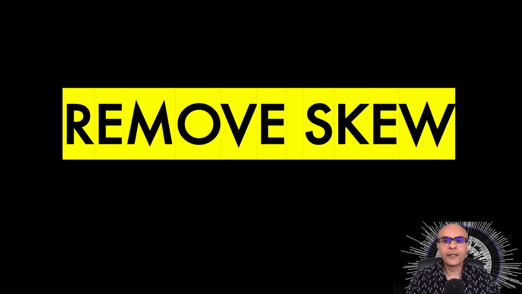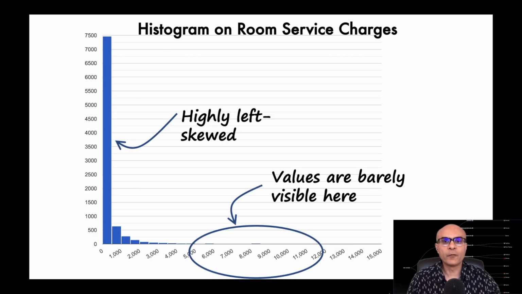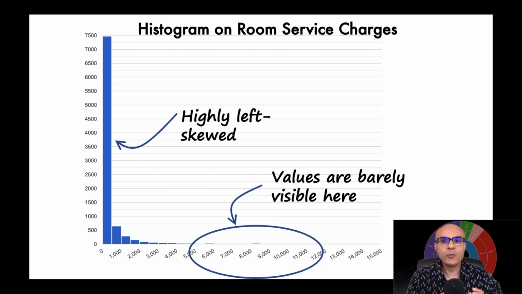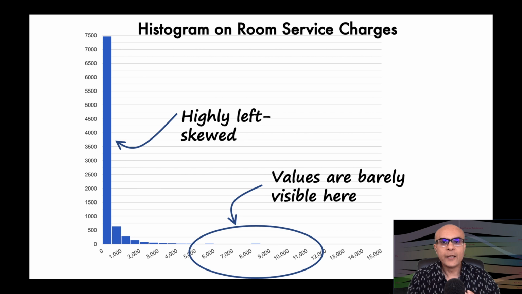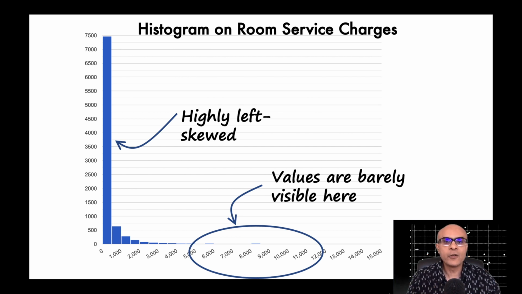The second data preparation activity which is required for the Space Titanic problem is to remove the skew. In the Space Titanic problem, there are many skewed numeric values, and let us look at one of them, which is the room service. As you'll observe over here, the distribution of the room service is highly left skewed. And the reason is that most of the passengers did not expense for room service, which is very normal. However, there are some high room service values which are barely seen in this histogram.